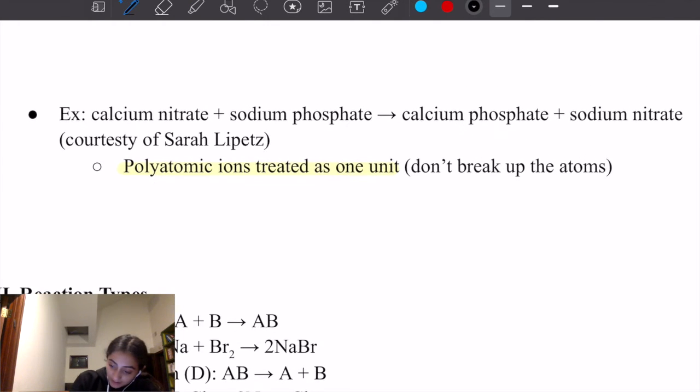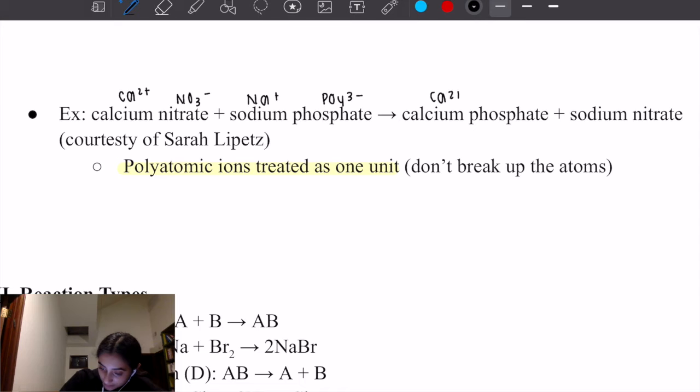So I'm going to quickly figure out what the formulas for each of these will be. So Ca is 2 plus, nitrate is NO3 minus, sodium is Na plus, phosphate is PO4 3 minus, and then I'm just going to rewrite it on this side. So I'm just doing this so I know what the formula is going to be.